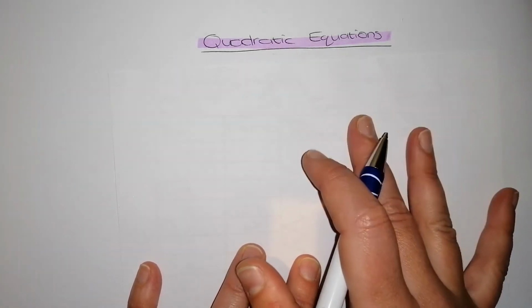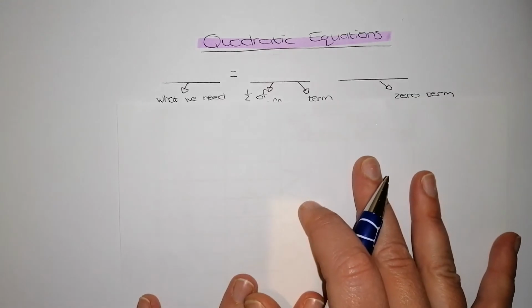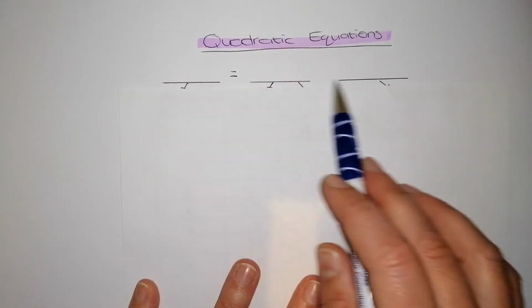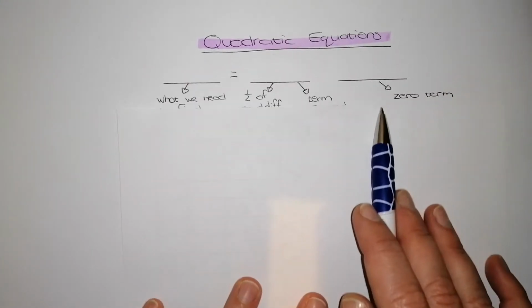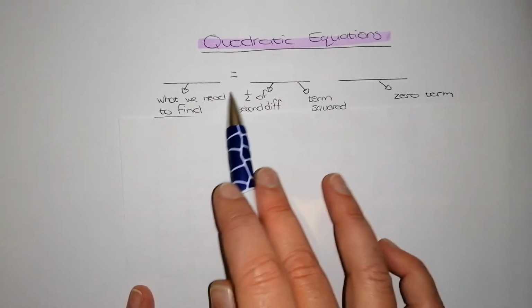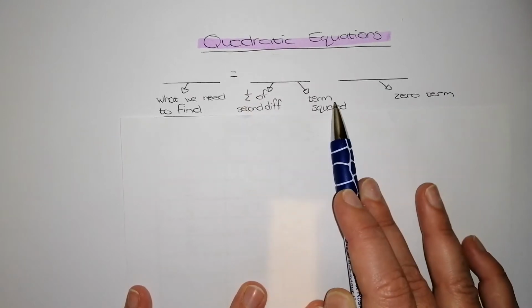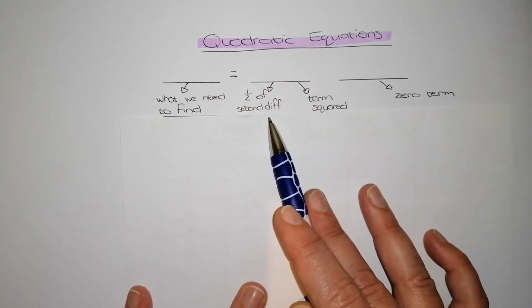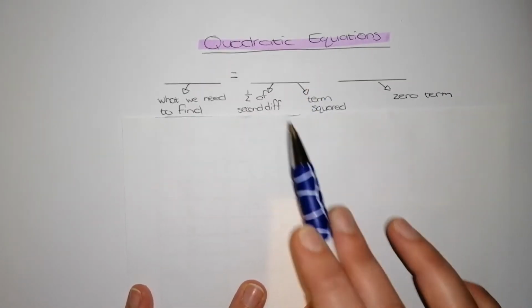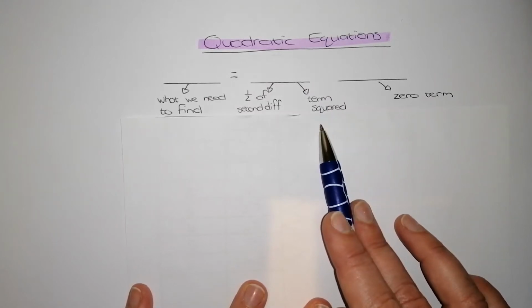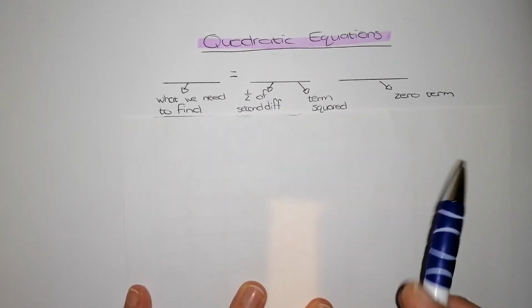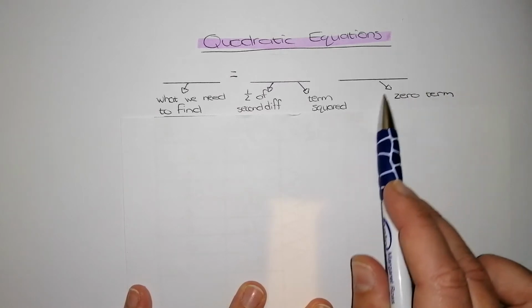Right, so the quadratic equation also has three terms that we need to figure out. The first one is what we actually need to find. The second term is divided into two different segments. The first one is half of the second difference, and the second half is the term squared. This will all make sense as we go on. And the last one is the zero term.